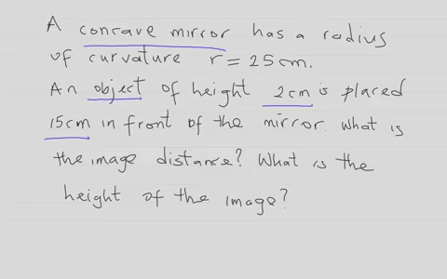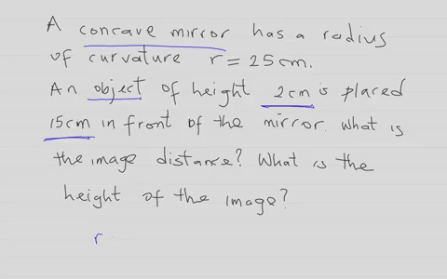So we have a concave mirror with a radius of curvature of 25 centimeters. The object has a height of 2 centimeters. The object is placed 15 centimeters in front of the mirror. Now what is the image distance? That's V. So I want us to find V in that case.